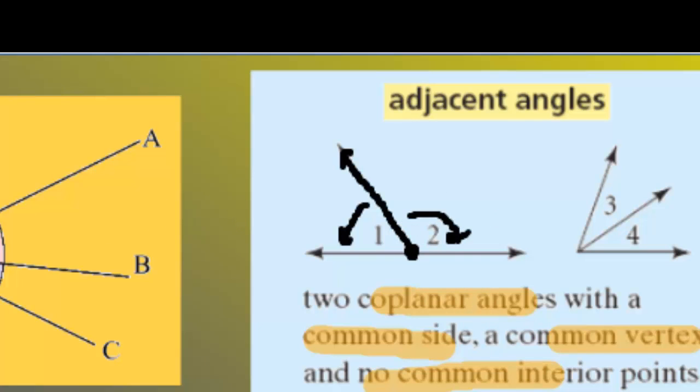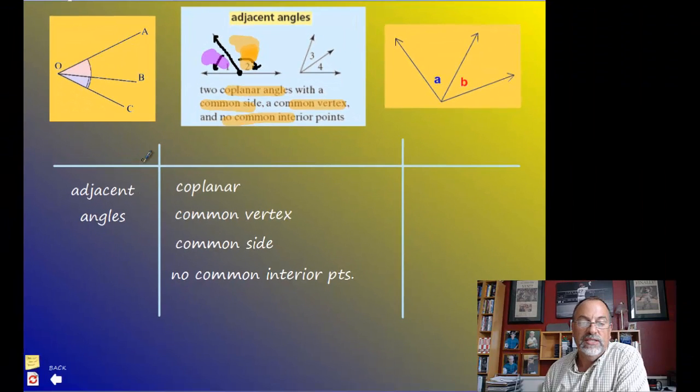So in other words, if I was to shade in angle 2, which would be all this over here, and if I was to shade in angle 1, which would be all in here, you wouldn't have anything overlapping. There aren't any points that would be shaded into both. So that's very important when we're talking about adjacent angles. It's not as simple as just being next to each other. They can't have any common interior points. Okay, so those would be adjacent angles.